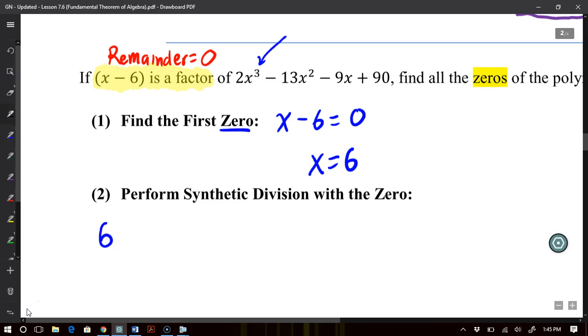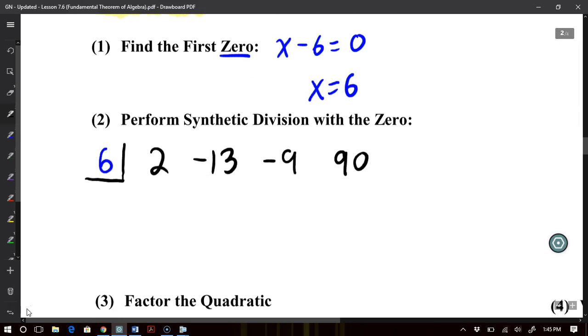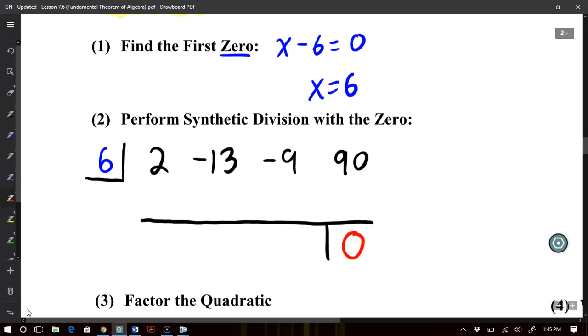So take your 0, which is 6, put it in the half box, write down your coefficients, 2, negative 13, negative 9, 90. We leave our empty space, put a remainder. I told you it is a factor, which means we should get a remainder of 0. That's our goal. So we drop down the first term, bam, 2.